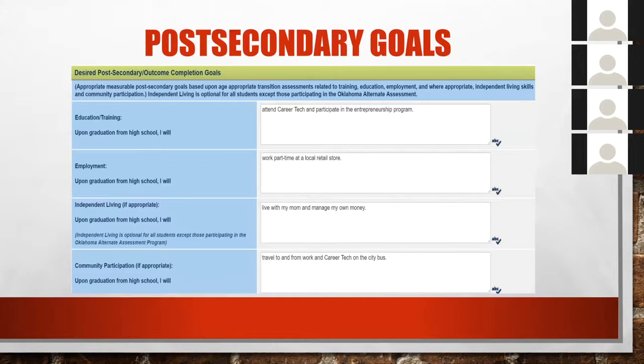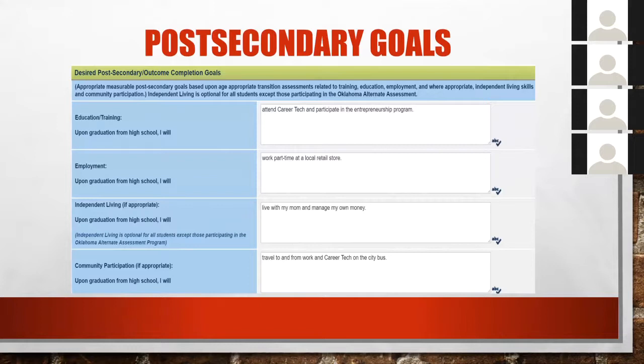Post-secondary goals must be updated annually. So they may change as students' interests change, especially around the middle school grades. Hopefully the closer the student is to graduating, junior and senior year, those post-secondary goals are staying more stable, but they do need to be updated annually.